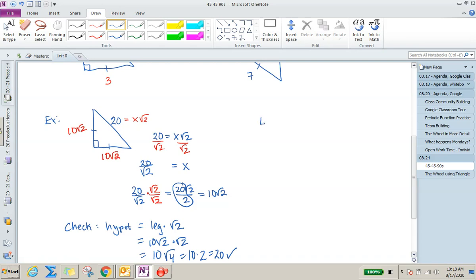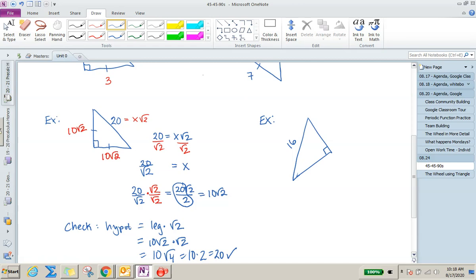All right, so let me make one up for you to try. Let's take our triangle, and let's say that the hypotenuse is now 16. So what are the legs of your triangle?